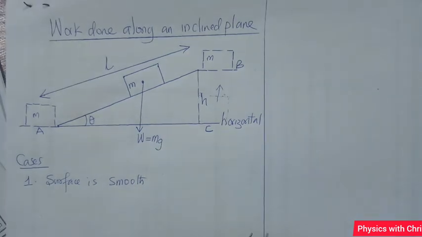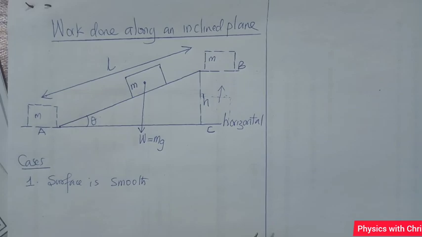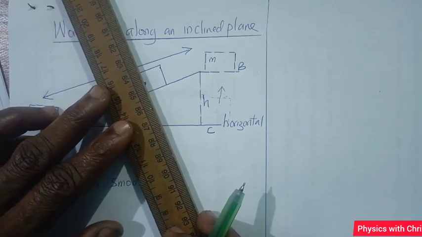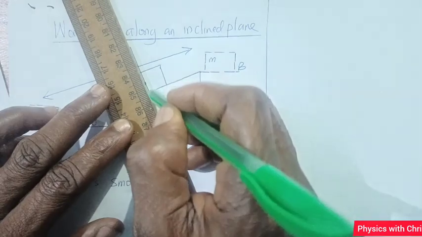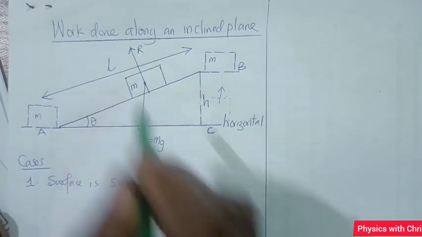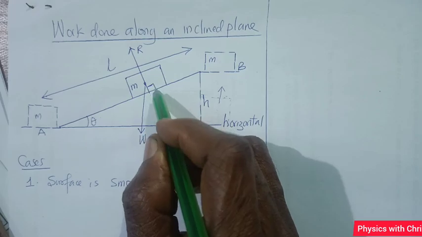Now, since this body rests on this inclined surface, there is another force. We call that the normal force or the normal reaction. And the normal reaction always acts at right angles to the surface, I mean, to the inclined surface, not the surface of the block. Now, I'm going to take my ruler and produce a line like this. This line is called the normal reaction, called R. You can see that it acts at right angles to the inclined surface.